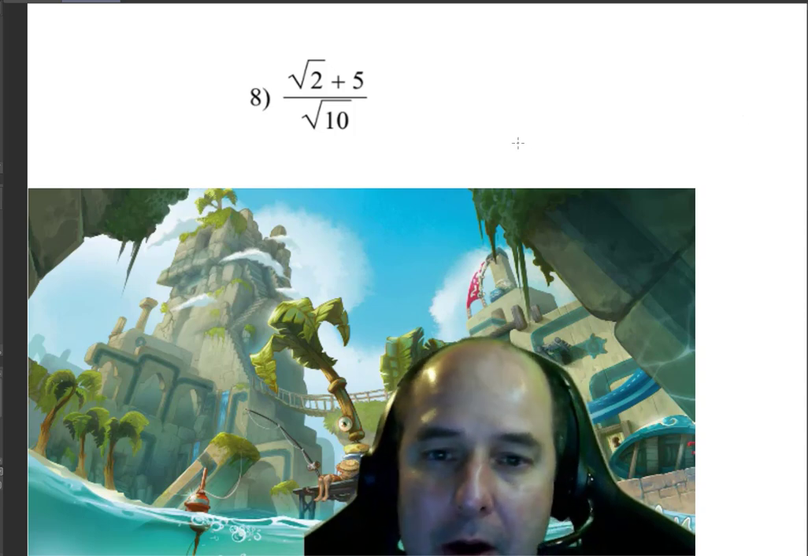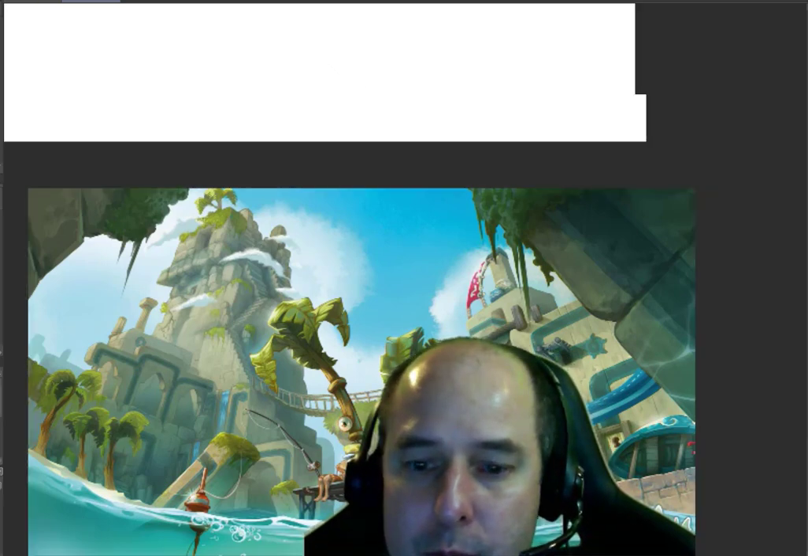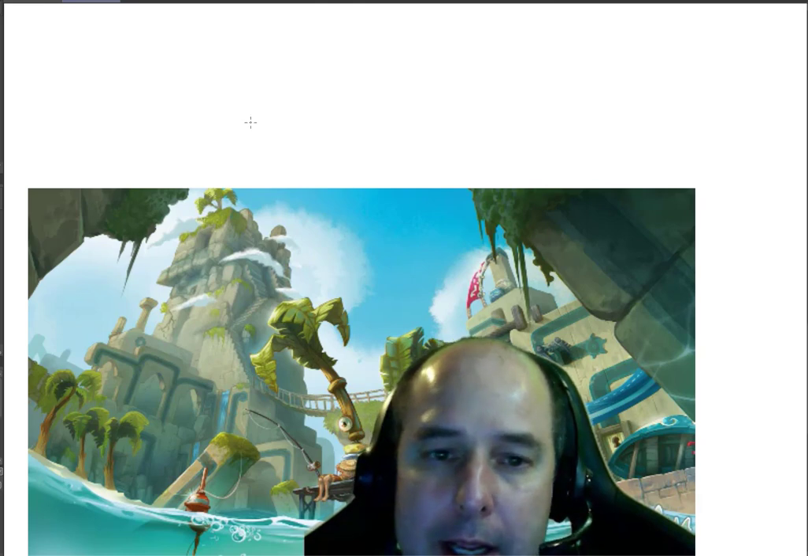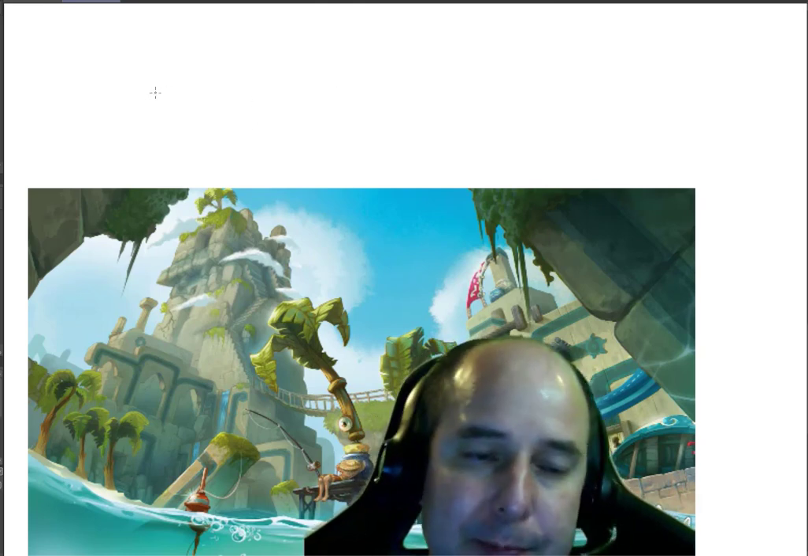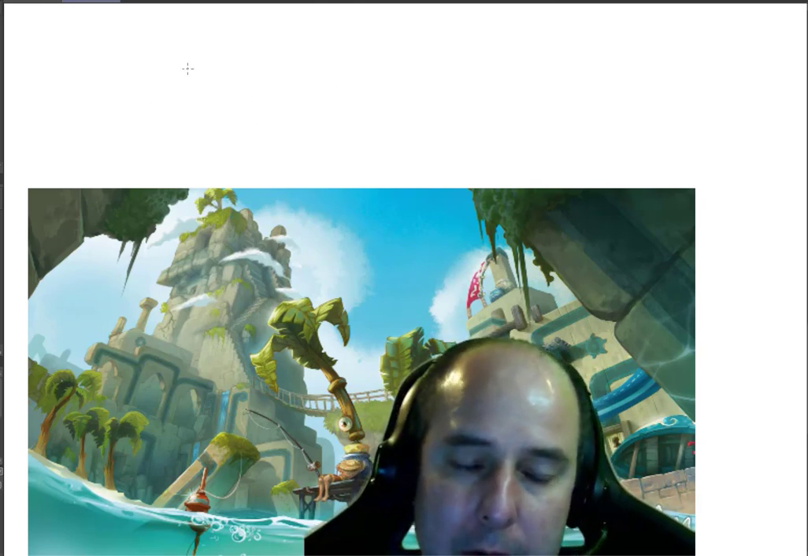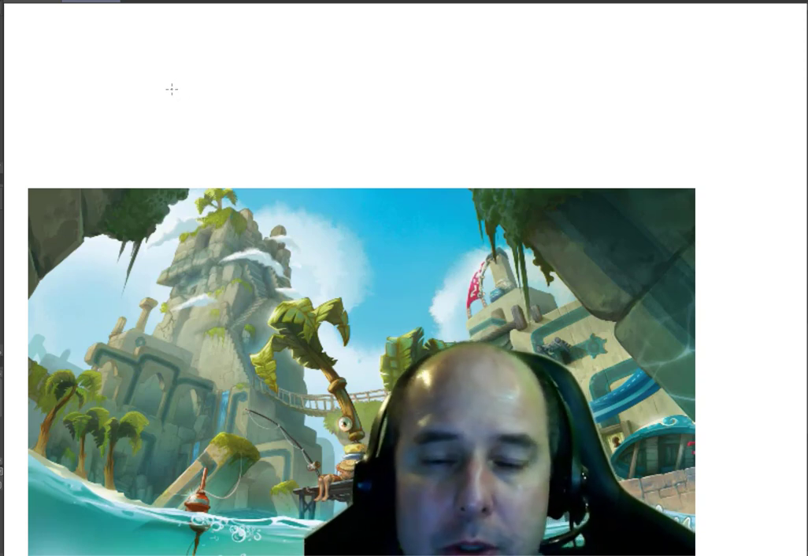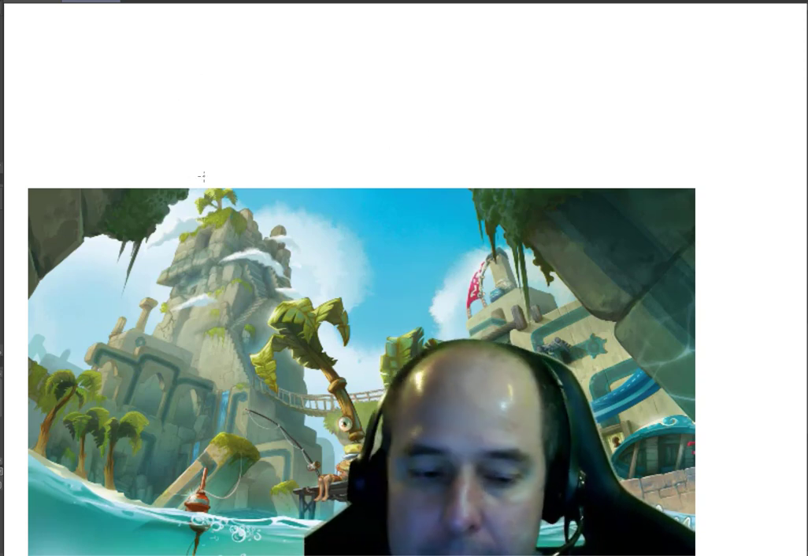Before we get on to this, what I'd like to do is really quickly lay a bit of a foundation regarding radicals. So one of the things you can know is this.